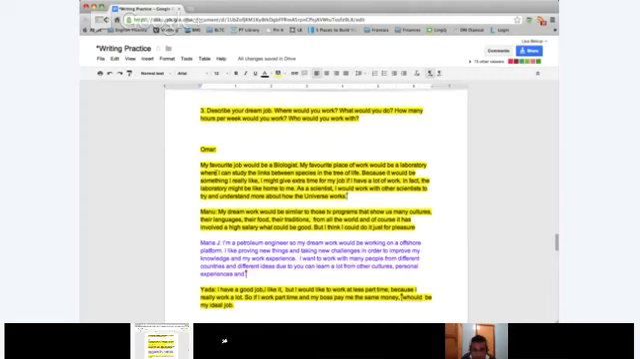My favorite job would be a biologist. My favorite place of work would be a laboratory where I can study the links between species in the tree of life. Because it would be something I really like, I might give extra time for my job if I have a lot of work. In fact, the laboratory might be like home to me. As a scientist, I would work with other scientists to try and understand more about how the universe works.